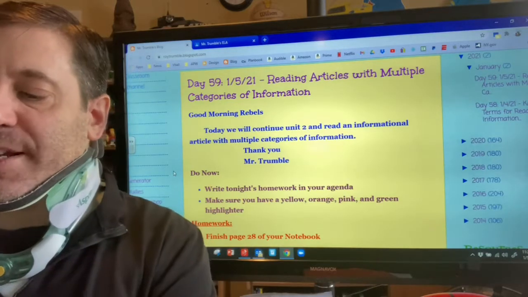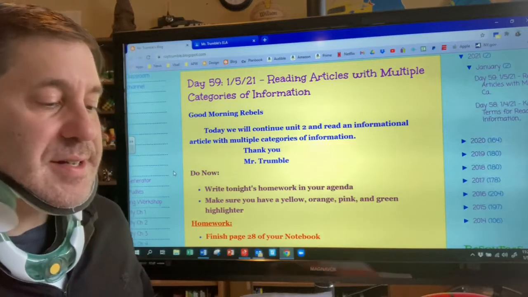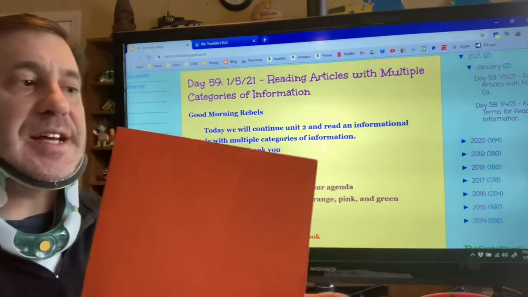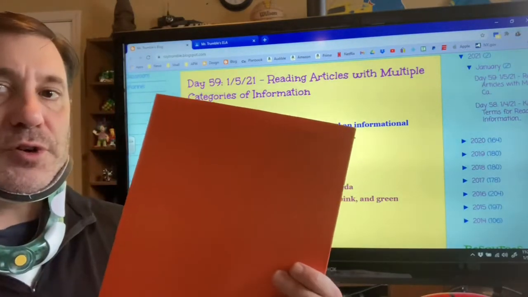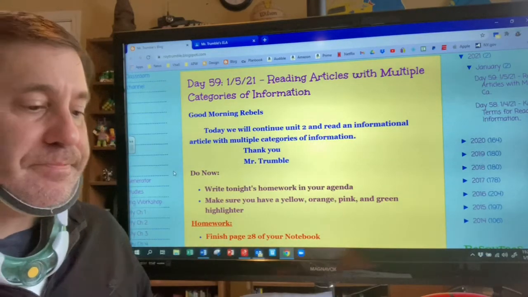So if you need to pause me now to go get those things, you can pause me, you can go get those things. The last thing that you're going to need is your, mine's an orange folder, but your ELA folder. You're going to need your folder with your packet inside.